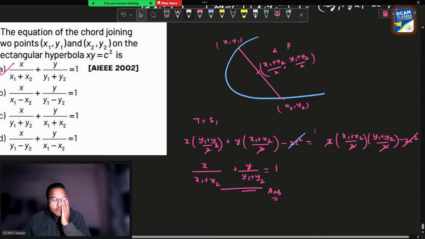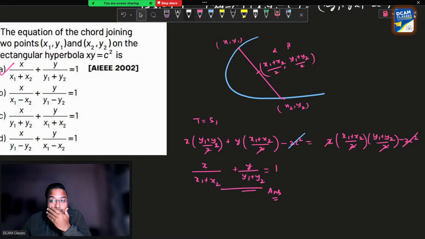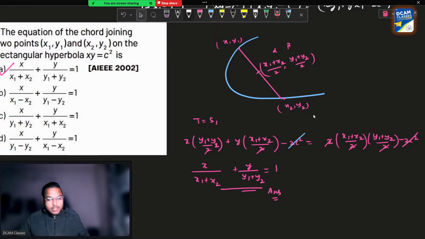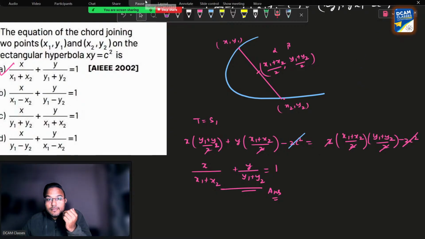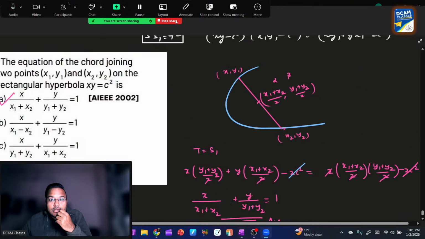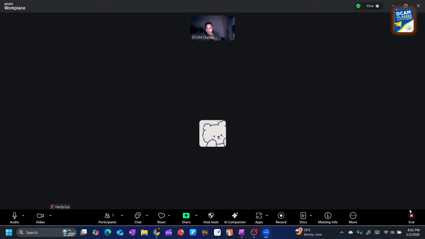Rectangular hyperbola is over. I'll start in the next class with a new topic, or if you want, I'll make you solve some questions. Probably I'll do complex numbers or something which you suggest I do first. Okay, let's end the class.